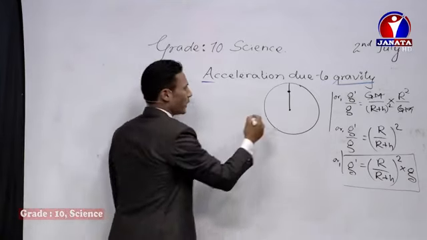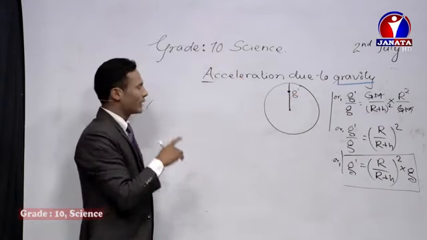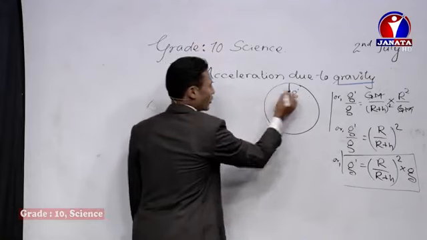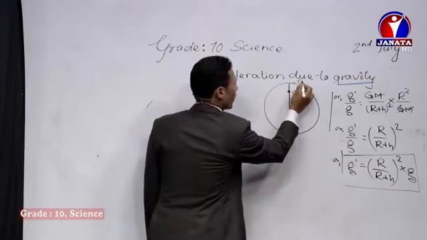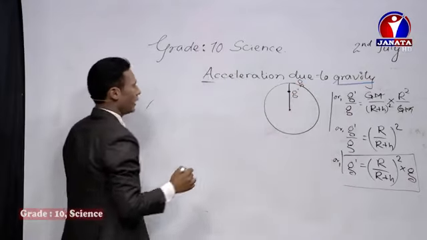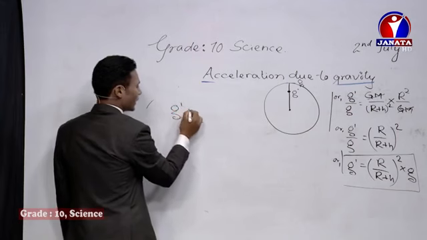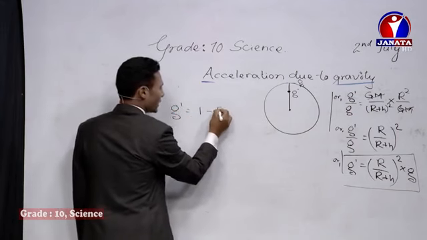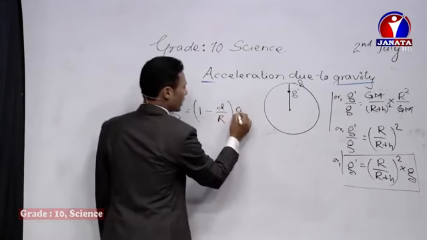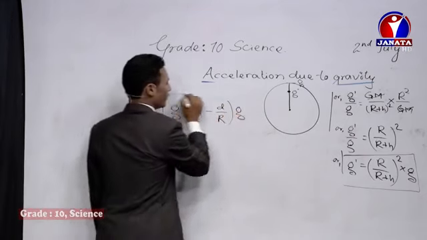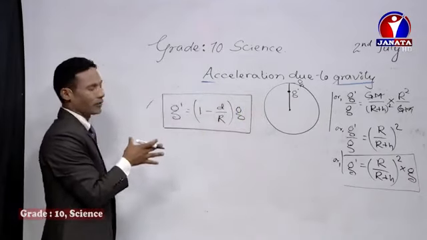Let's check. Suppose at this place the acceleration due to gravity is g dash, and at the surface of earth it is g. The mathematical relation for this is g dash equals (1 minus d by R) into g. This is the mathematical relation. You will derive this in the higher classes; only the relations we will discuss here.